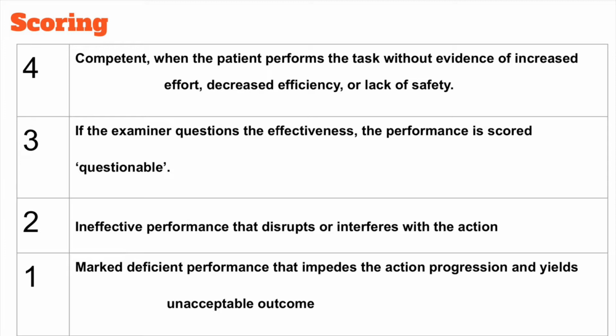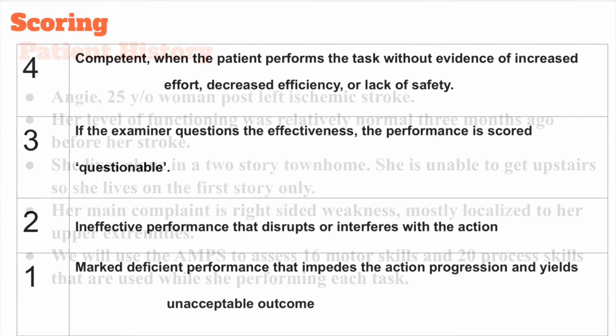A 3 would mean that the client is questionable in their performance of the task. A 2 would mean that they are ineffective and that the performance disrupts or interferes with the action. And a 1 would mean that they have a deficit when they are performing that task.